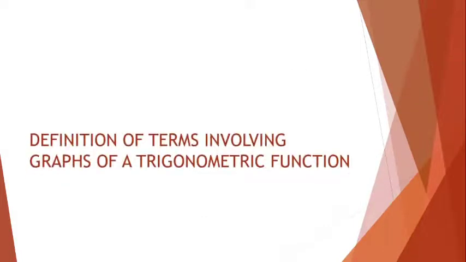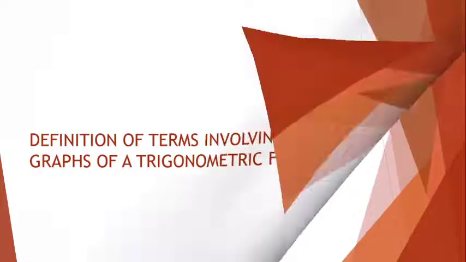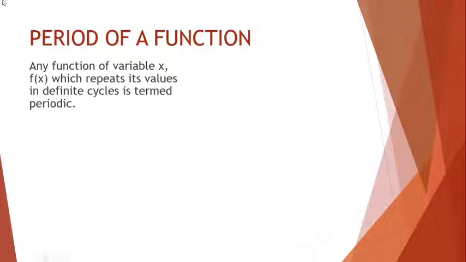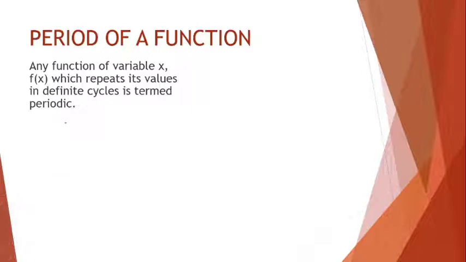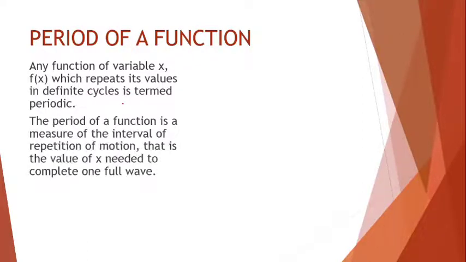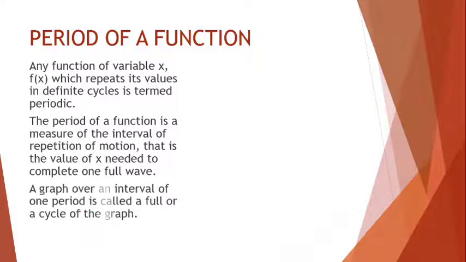So we have the definitions of terms involving the graphs of a trigonometric function. Period of a function, what is that? Any function of variable x, f of x, which repeats its value in indefinite cycles is termed periodic. The period of a function is a measure of the interval of repetition of motion, that is the value of x needed to complete one full wave. A graph over an interval of one period is called a full cycle of a graph.